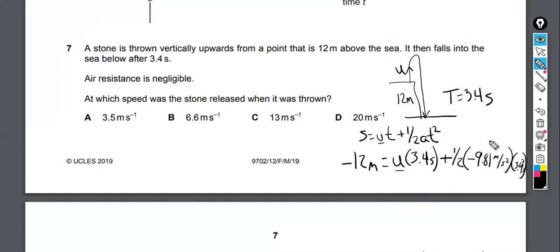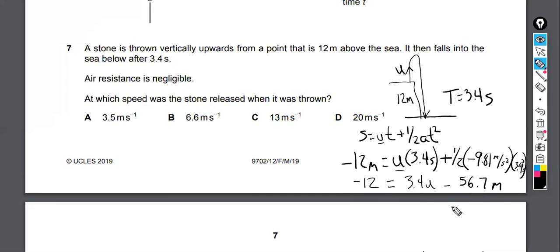So we can go 0.5 times negative 9.81 times 3.4 squared equals. And so this term is negative, it's negative 56.7. And the units would be meters. Okay, again, it all solves for displacement. U times t solves for the displacement from the initial velocity. This solves for the displacement from the accelerated motion. So we have 3.4 u minus 56.7 equals negative 12.